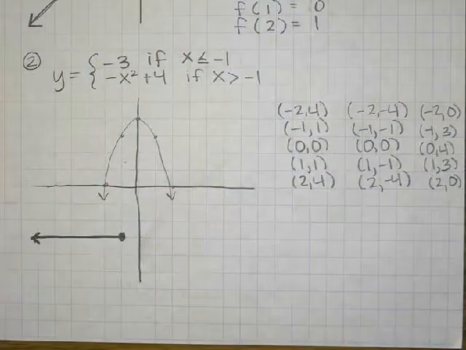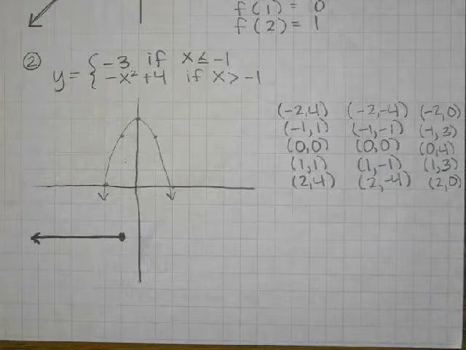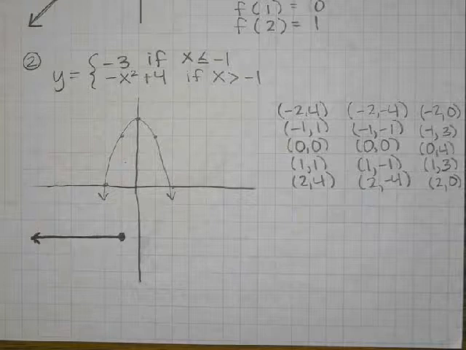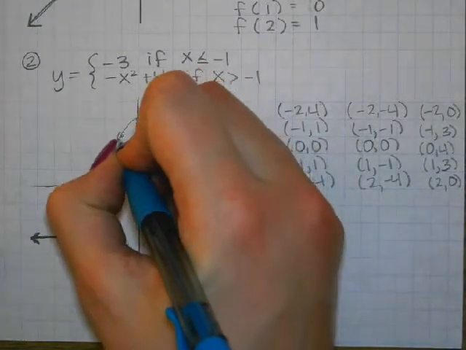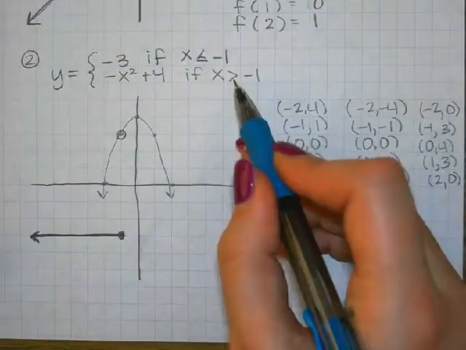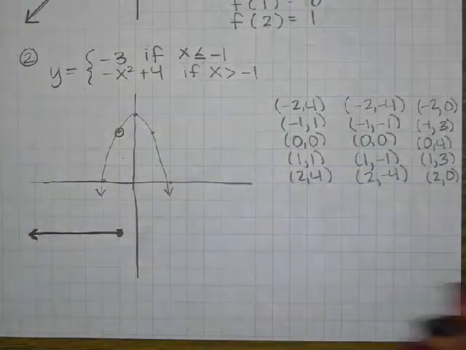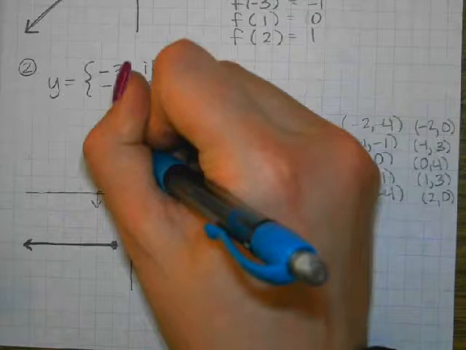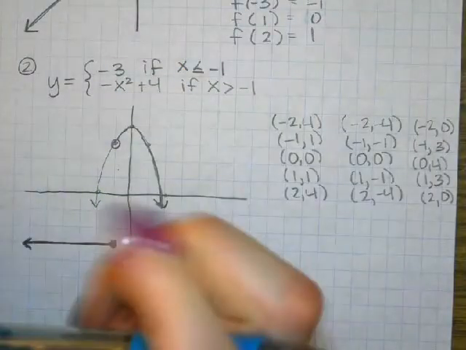All right, we got our parabola. And then we're going to go ahead and draw the circle where x is -1. Should we fill in the circle or leave it open? Open. Leave it open because you can't equal it. Then which part of the graph are we going to keep? The right side. So everything greater than -1, that's the right side. That means the left side can be erased.